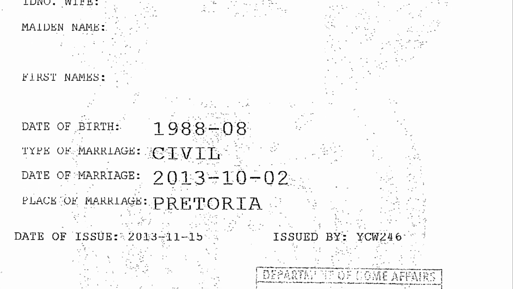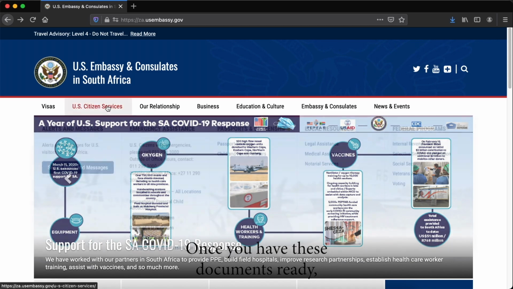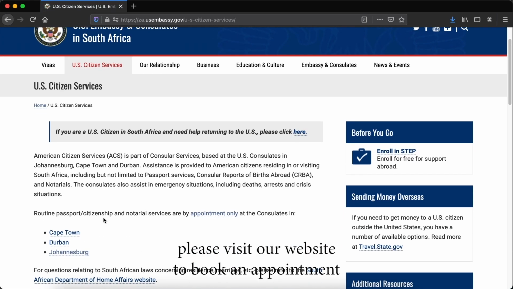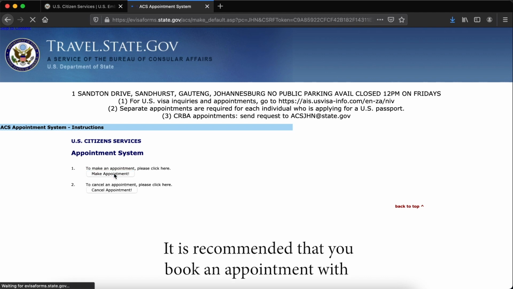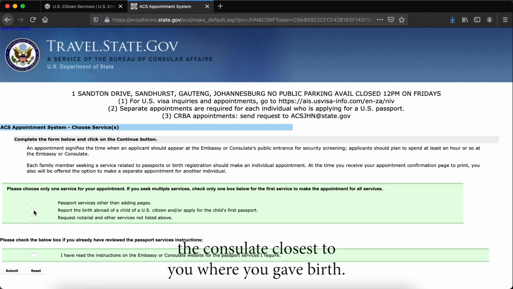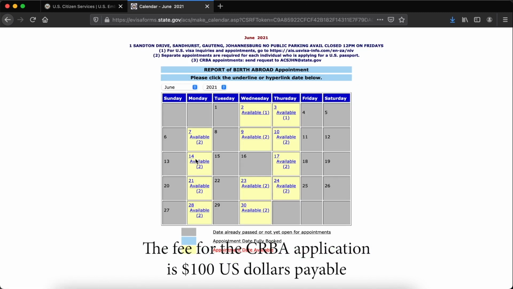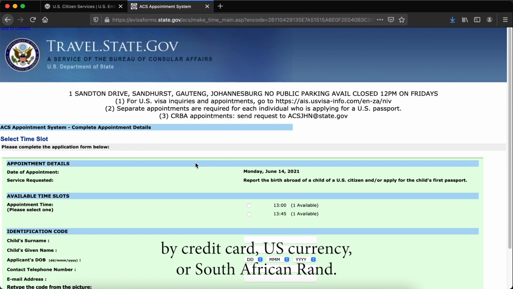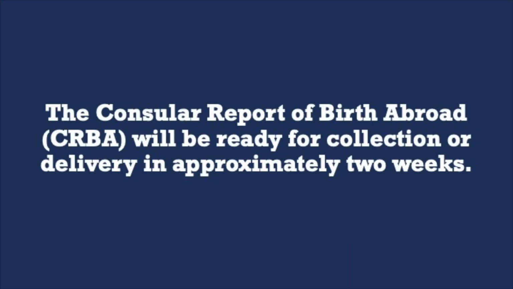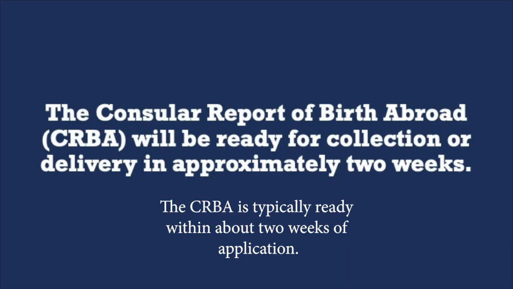Once you have these documents ready, please visit our website to book an appointment at one of the 3 consulates in South Africa. It is recommended that you book an appointment with the consulate closest to where you gave birth. The fee for the CRBA application is $100 payable by credit card, U.S. currency, or South African rand. The CRBA is typically ready within 2 weeks of application.